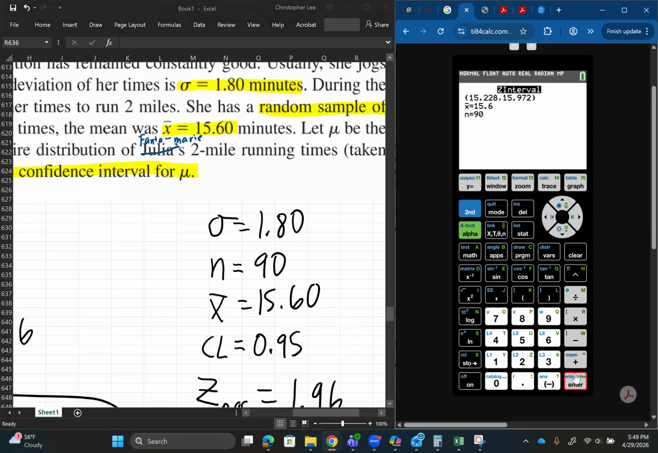Boom, boom, boom. Oh, what happened? Let me try that again. Hold on. CL is your confidence level. That's not what we're finding. No, we're finding the interval itself. My mistake. One enter. And that's it. That's the answer that we found.